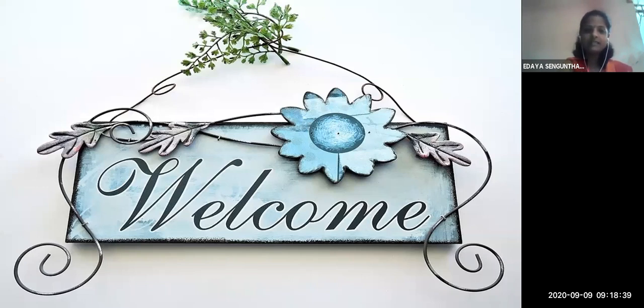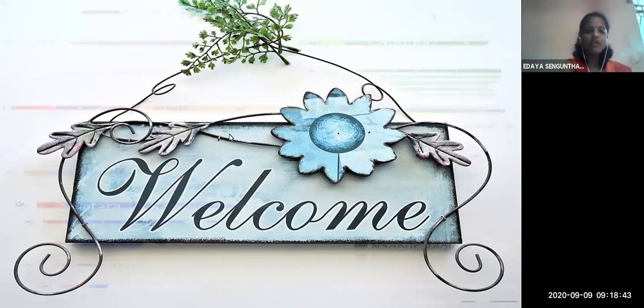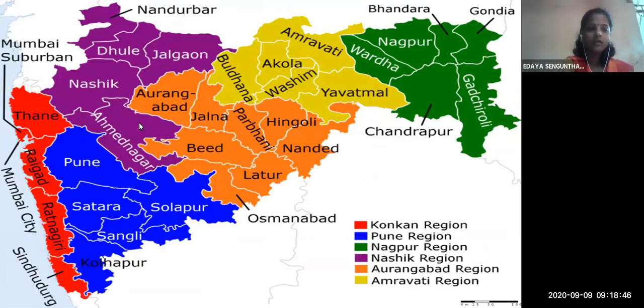Okay, let's start the lesson. Welcome, students. A few recap for you all. If you can see this map, just show your hand like this, immediately, so that I can understand that you are able to see this map. Okay, very good. This map is of Maharashtra. We have studied this in the previous class. I think it was in 4th standard.